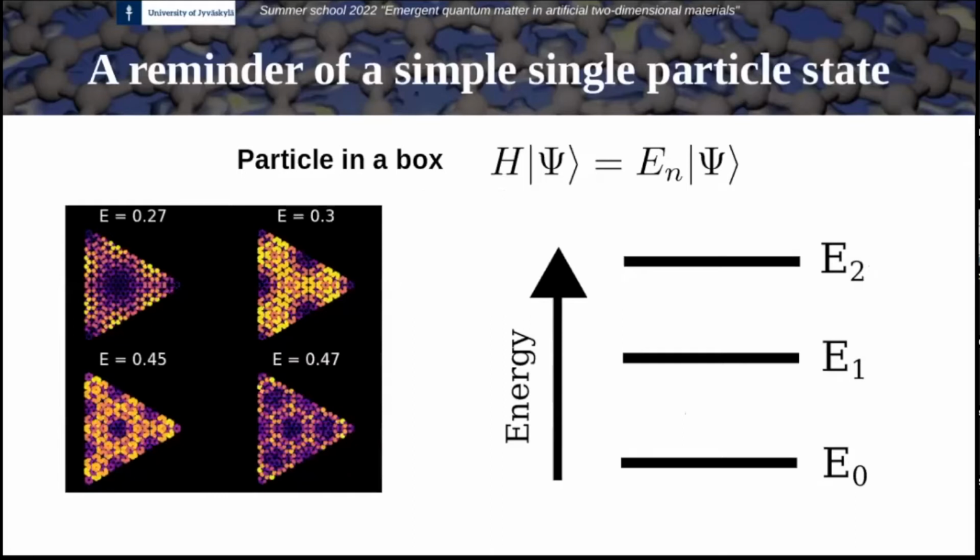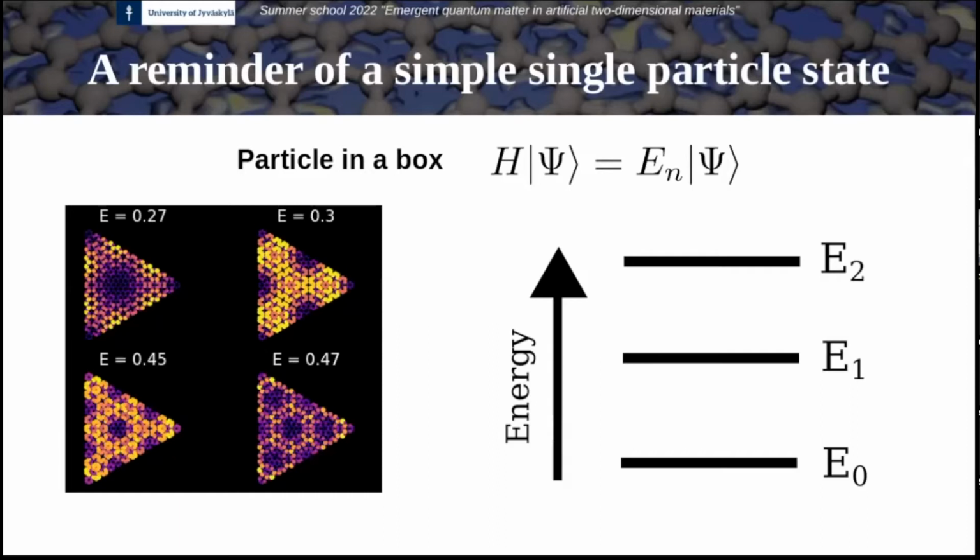All right, so let's start with the simplest case. So let's consider that we have a particle in a box system. You can think that it's a quantum dot or that it's an atom or any other quantum system. The important thing is that you have ordered levels. So you have E0, E1, and E2, for example.